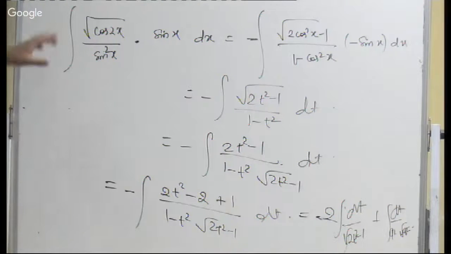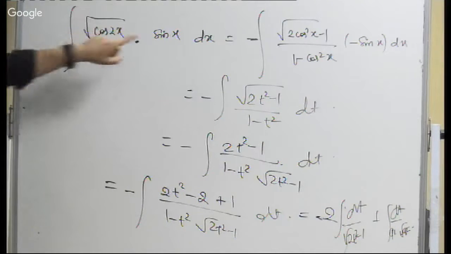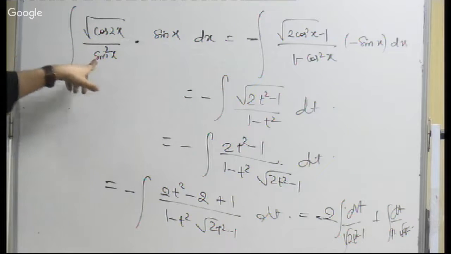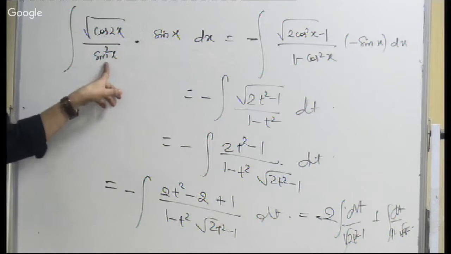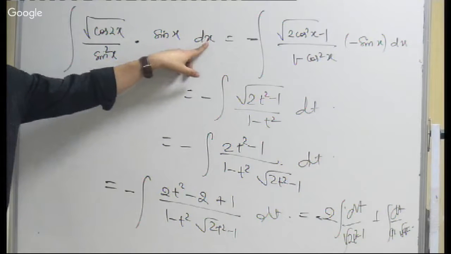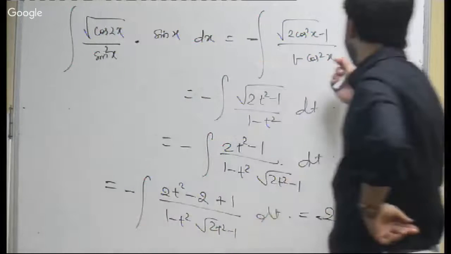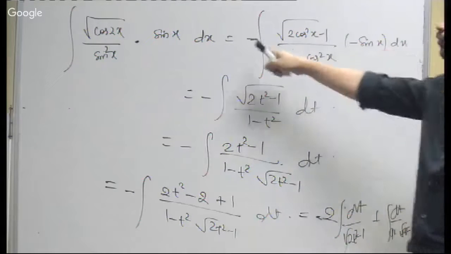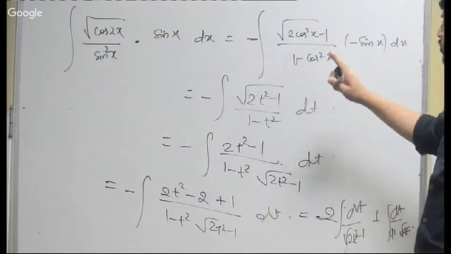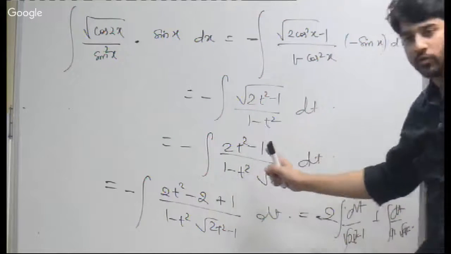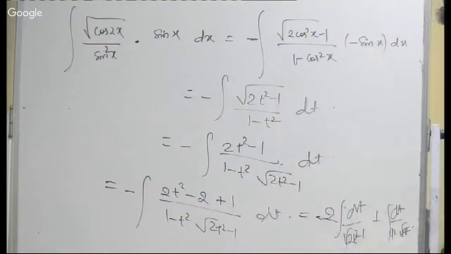The question came from online, and whoever is watching, we can see that. The question was under root cos 2x upon sine square x into sin x dx. So finally what we did, I just made this as sine square x and this as sin x dx, right? I manipulated it with minus sin x dx and put the minus out. So I put the substitution of cos x as t. So I got 2t square minus 1 upon under root 1 minus 2t square dt, right?